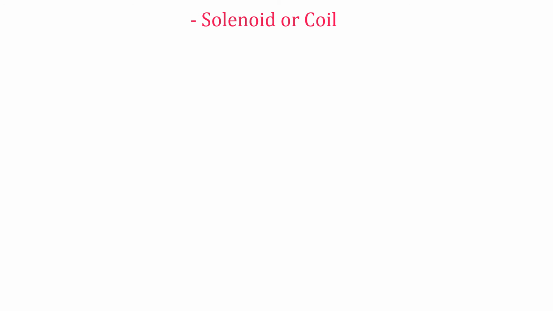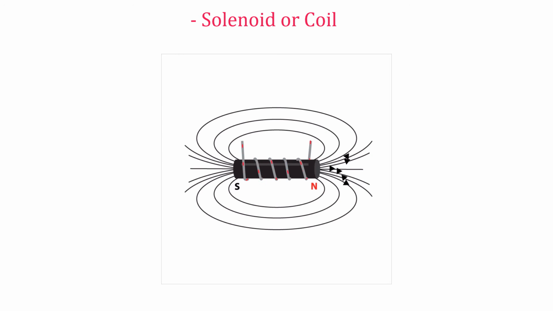Solenoid or coil. When current is passed through a solenoid, the direction of the field produced can be found using the direction of the current. If the current direction is clockwise when viewed from one end of the solenoid, then that end will be the south and the other end will be the north. Field lines will then move from the north pole to the south pole.